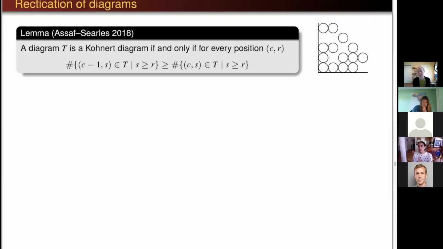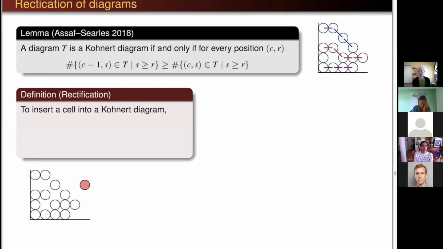In column 2, can you match every bubble in column 2 to a bubble in column 1 that's weakly above it? Yes. Okay. What about from column 3? Can you match everything to column 2? Yes. And 4? Yes. 5? Yes. Okay, then this is a Conrad diagram. That's exactly what it says. It's about matching from columns to the left and go weakly up. And there's a greedy way you can do this, but never mind that. Let me tell you about this process called rectification, and then I'll justify why I call it rectification. So start with the Conrad diagram.